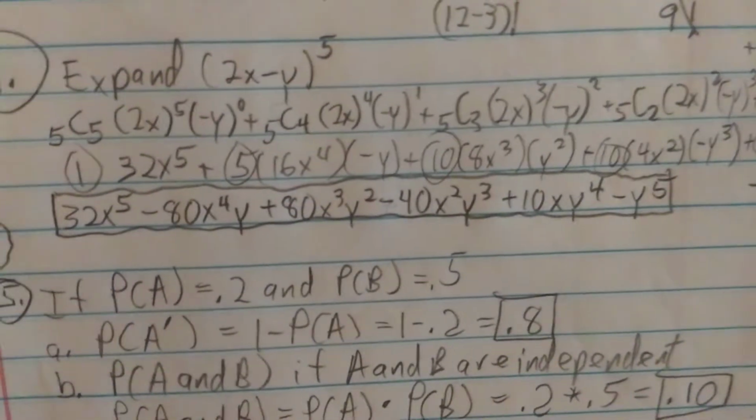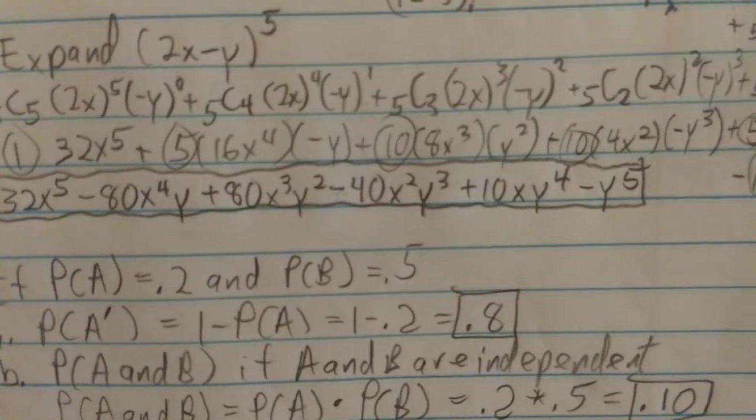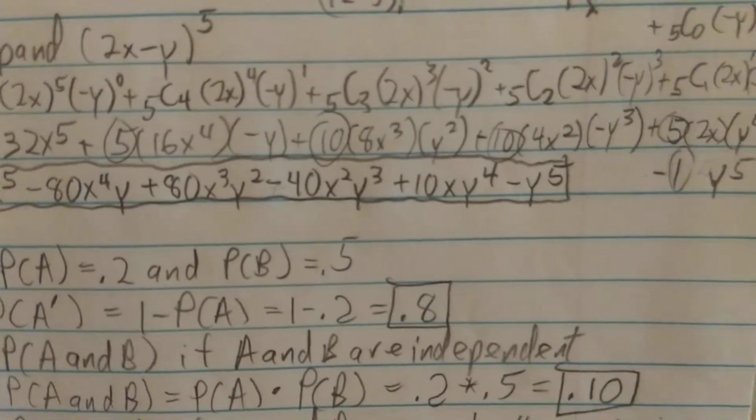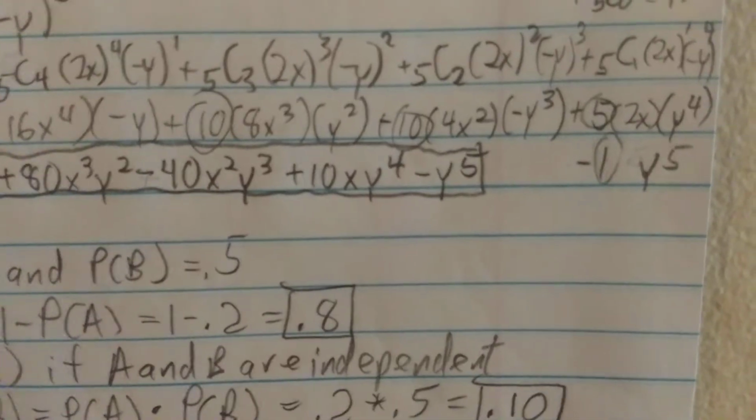So here's our answer. 32x to the 5th minus 80x to the 4th y plus 80x to the 3rd y squared minus 40x squared y to the 3rd plus 10x y to the 4th minus y to the 5th.